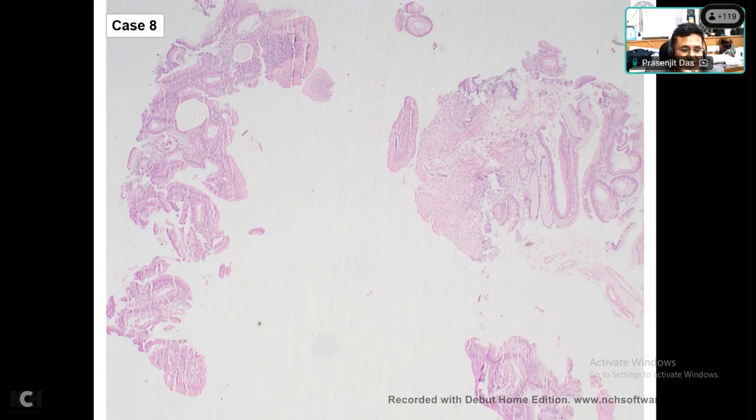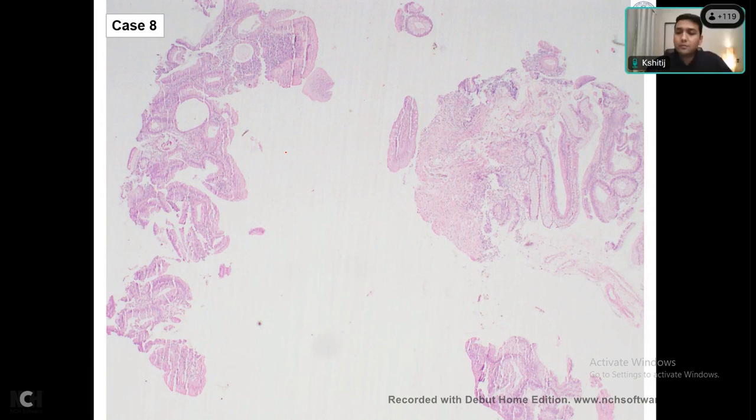So this is the last case I gave. Any student, any volunteer? I will tell you the history. This patient was a known case of Crohn's disease under follow-up, and this biopsy was taken, I think, in the 11th year or so after the follow-up. So what are you saying?